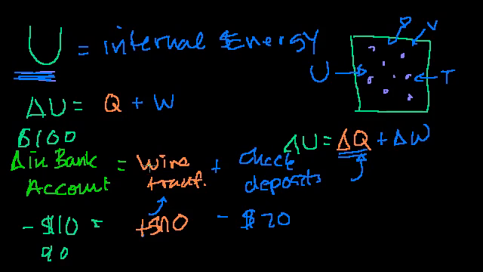So it just seems weird to me to say change in wire transfer is $10 or change in check deposit is minus $20. What you say is I made a $10 wire transfer and I paid $20 in check. So I had a net change in my bank account of $10.